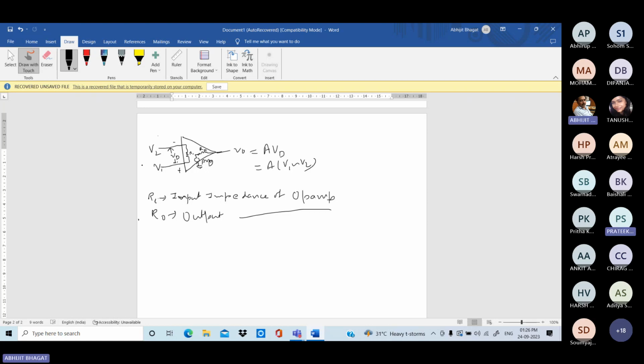So you can see here, if the plus terminal voltage is high, then across the output you get a plus voltage. And if the minus terminal is high, then across the output you get a minus voltage. Up to this, okay? Next is the characteristics of OPAMP.